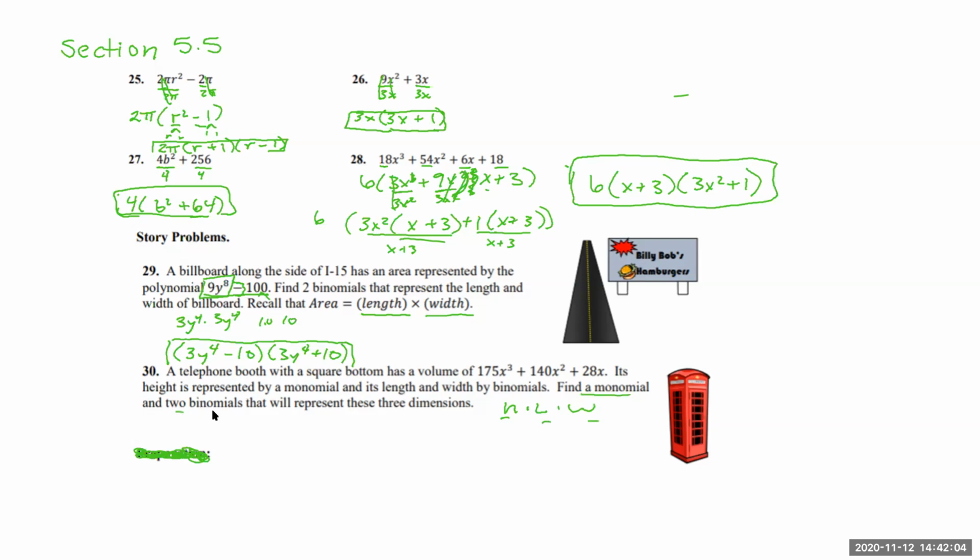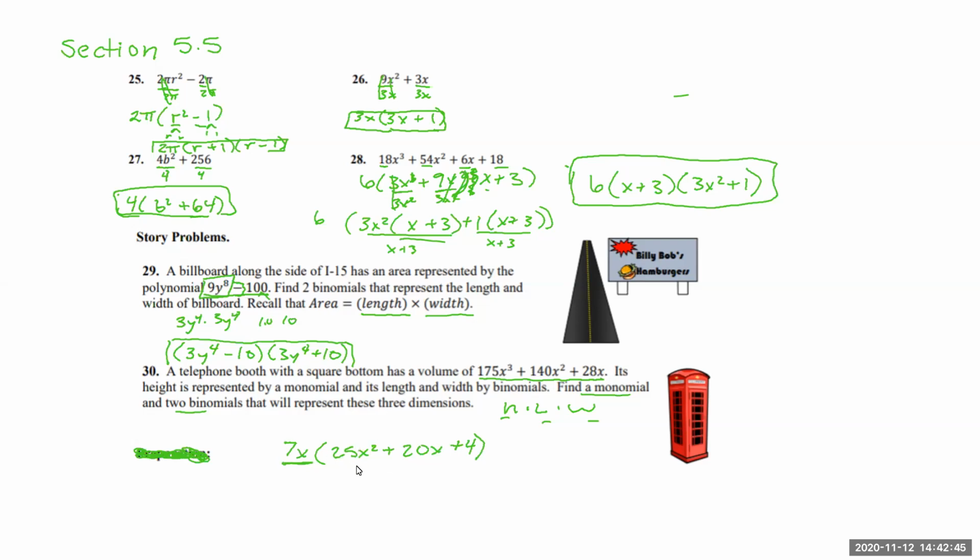So we're going to be finding three different factors: a monomial and two binomials. Just looking at what we're dealing with here, it looks like we can actually pull out a 7x from all of those. So if we divide each one by 7x, our first one is going to be 25x squared, because we're pulling out an x. And then our next one is 20x. Then our last one here is going to be plus 4. And there we go. So we have our monomial. Our monomial is just going to be the 7x there.